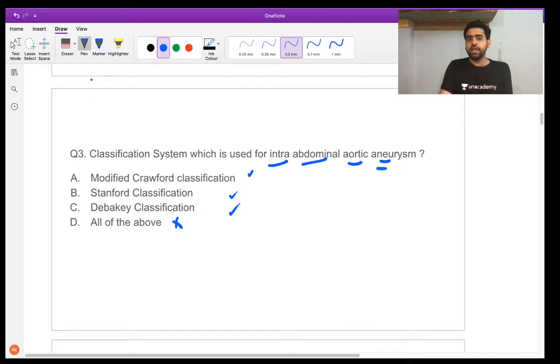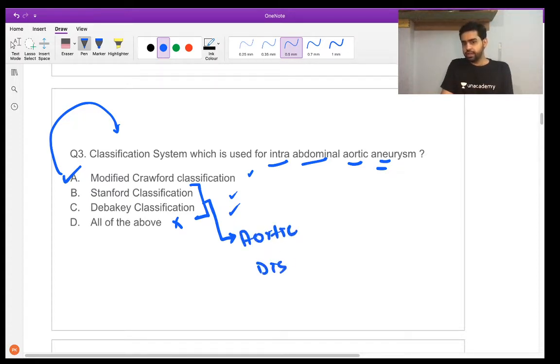So please understand here, modified Crawford classification is a classification system for intra-abdominal aortic aneurysm. But what about the Stanford and the DeBakey? These are not for the intra-abdominal aortic aneurysm. These are for the aortic dissection. So now can you appreciate this? This is basically for the aortic dissecting aneurysm. It may be in the thoracic cavity, it may be in the abdominal cavity, but modified Crawford is basically for the intra-abdominal aortic aneurysm.